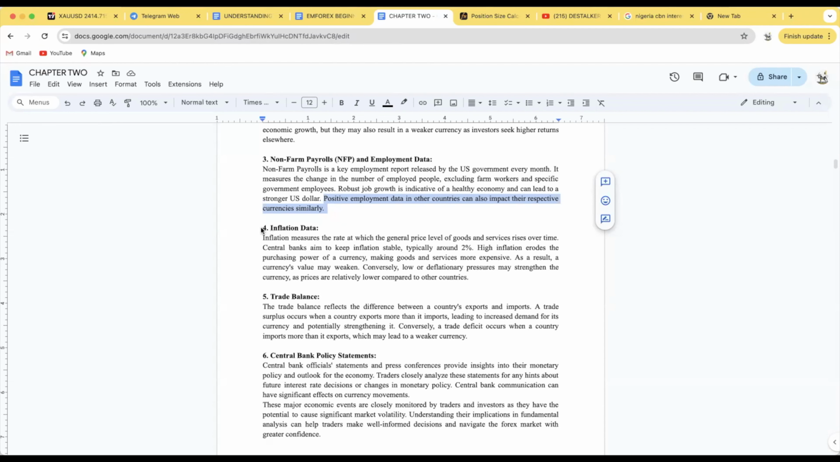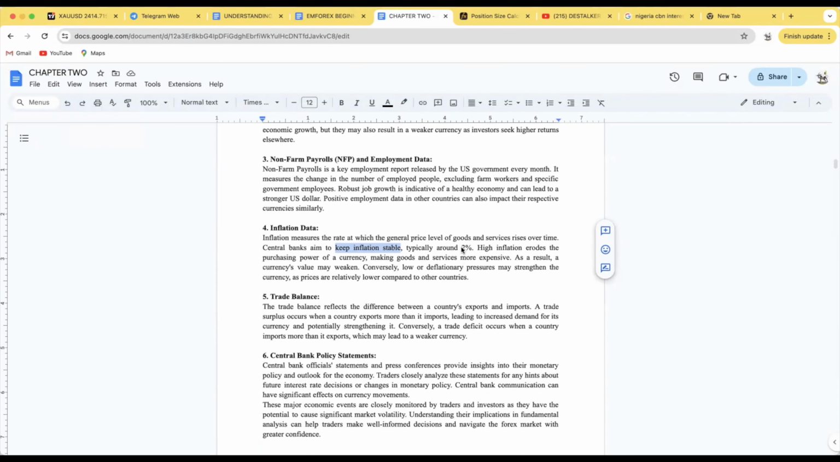So yeah, inflation data. Inflation measures the rate at which the general price level for goods and services rises over time. Central banks aim to keep inflation stable. Remember, inflation is being controlled by what? The central bank. I may ask you this question: who controls the inflation of a particular country's economy? It is the central bank.